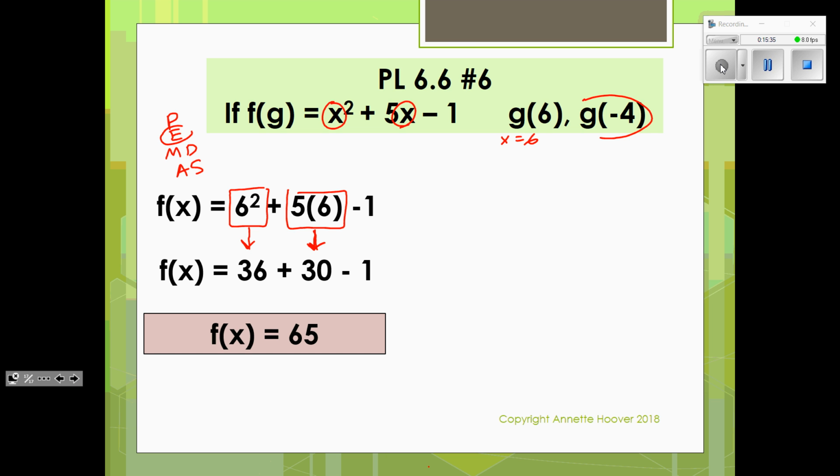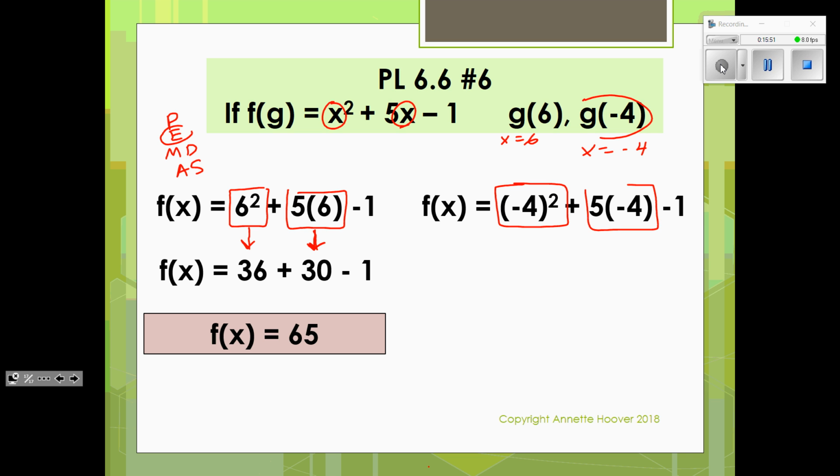Now we do a whole separate problem. This time x is going to be equal to negative 4. So when we plug negative 4 into that equation, again we're going to do the exponent first. Negative 4 times negative 4 is 16. Then we're going to do the multiplication. And 5 times negative 4 is negative 20. So that gives us 16 minus 20 minus 1. Now we add and subtract in the same step from left to right. 16 plus a negative 20 is negative 4, and a negative 4 and a negative 1 is a negative 5.